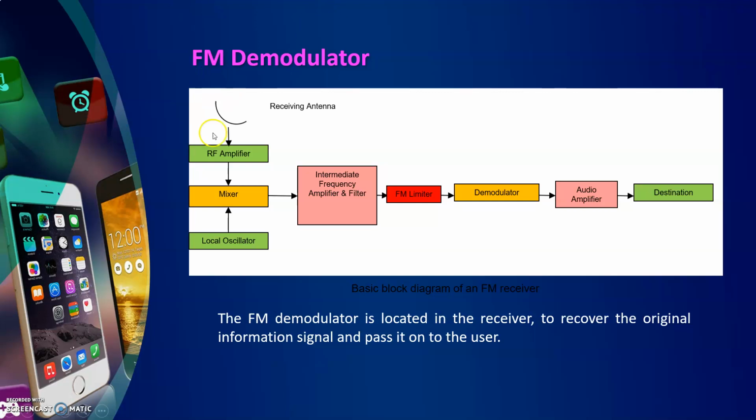The FM signal comes into this amplifier and is mixed together with the local oscillator, then amplified and filtered, with the FM limiter here, and then it goes to the demodulator. Then it is amplified again and transmitted to the destination. So that's all about the FM signal.